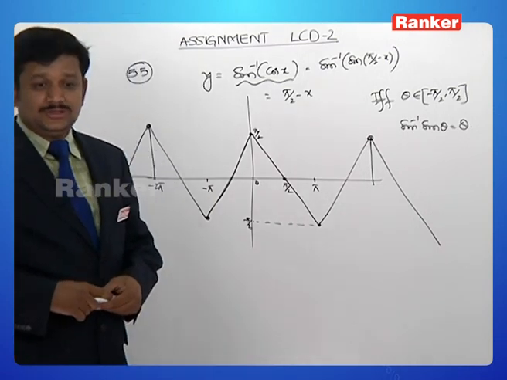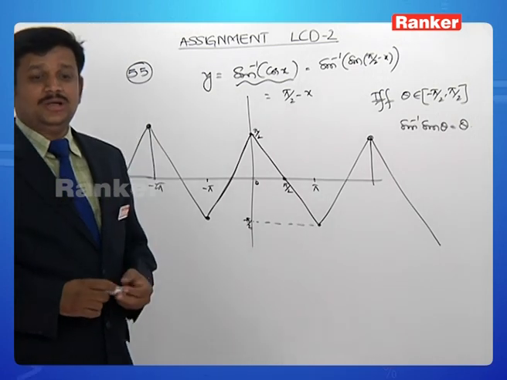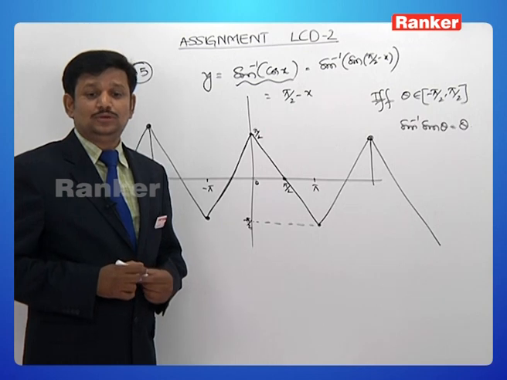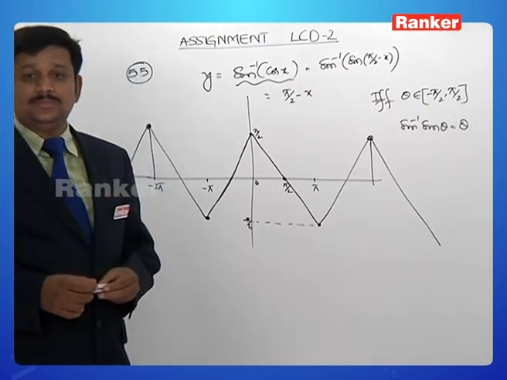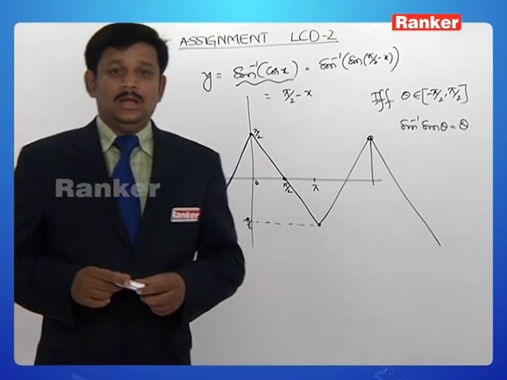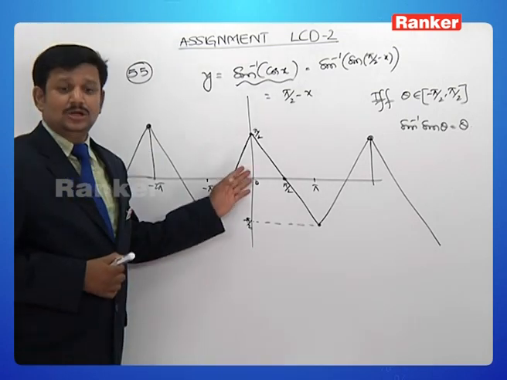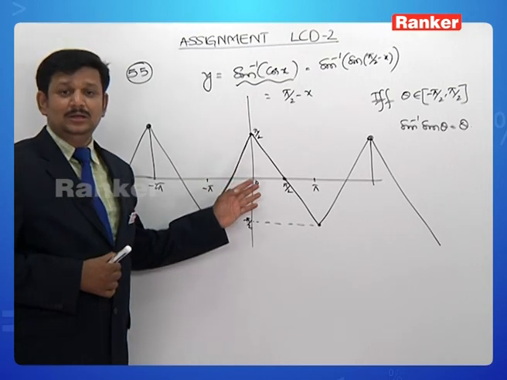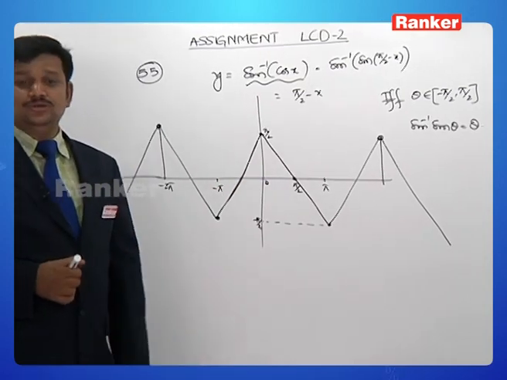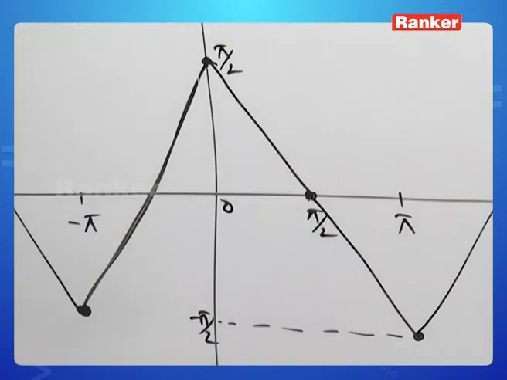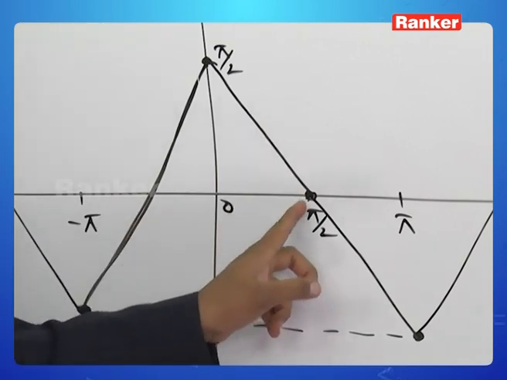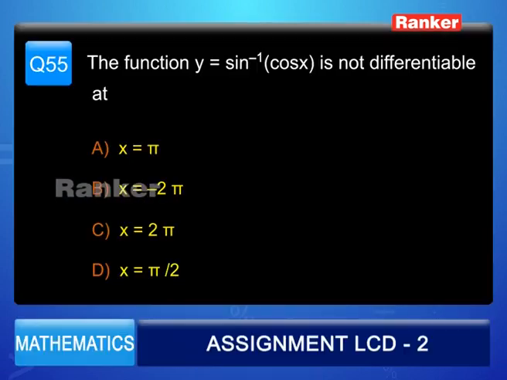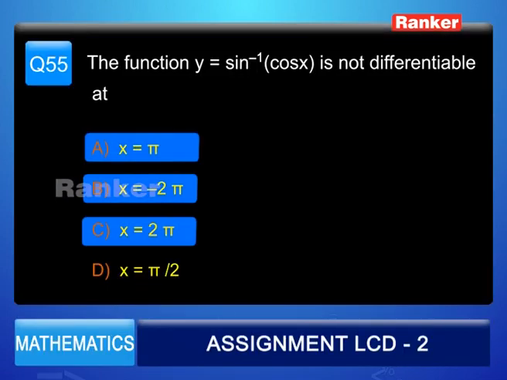Let us look at the options. The function is not differentiable at option A, pi. This is true. Minus 2 pi is also a multiple of pi. It's true. At x equal to 2 pi, that is also a multiple of pi. So C is also right. And option D, x equal to pi by 2, is not a multiple of pi. At pi by 2 the function is differentiable and the derivative is equal to minus 1. So the right answer is A, B and C.